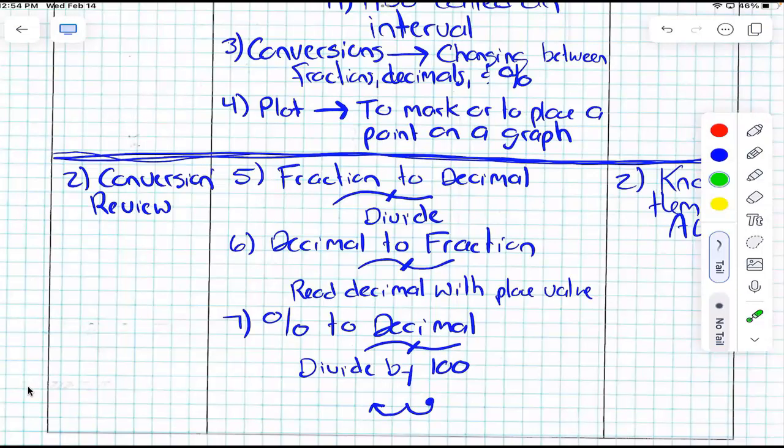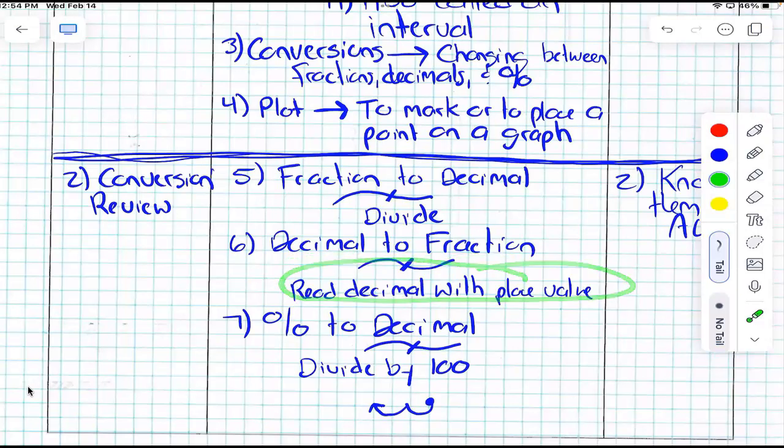In order to compare numbers and in order to mark numbers on a number line or on a graph, they all need to be in the same form. Sometimes you need to convert them to the same form, yes? Yes. So if I wanted to convert a fraction to a decimal, what's my process? Divide. If I wanted to convert from a decimal to a fraction, what's my process?